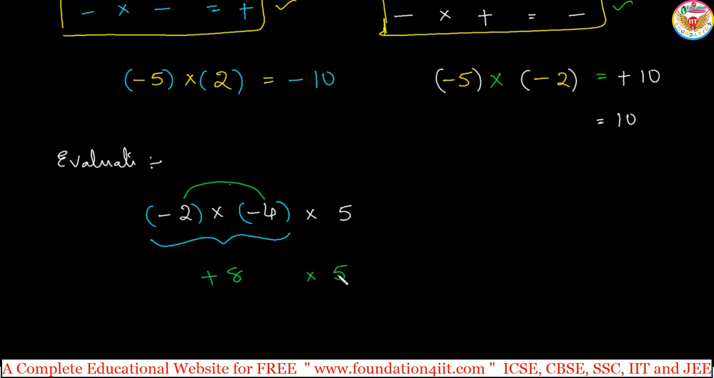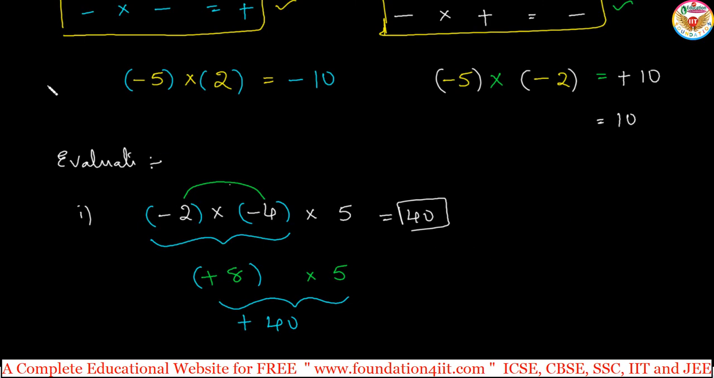This first answer 8 goes into this 5 as it is now. I wrote this plus symbol only to give an idea; it is actually positive. Now positive number into another positive. The product of same sign integers is again plus. 8 into 5 is 40. So the answer is directly 40. Whether it is 2, 3, or any number, we can use the same concept.